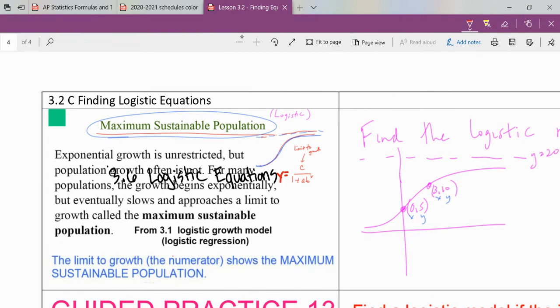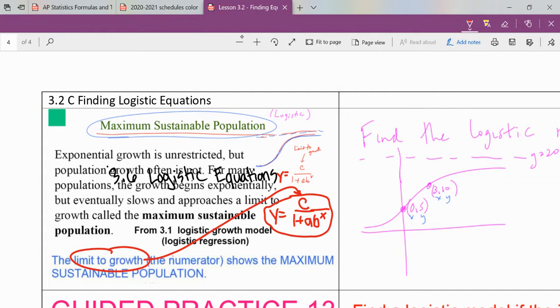And then down at the bottom, we have 1 plus ab to the x. So again, if I just write that out a little bit better, y equals c over 1 plus a times b to the x. Now I'm going to emphasize with you, again, this c is the limit to growth. That's the numerator. The limit to growth is this c value. It's the maximum sustainable population.